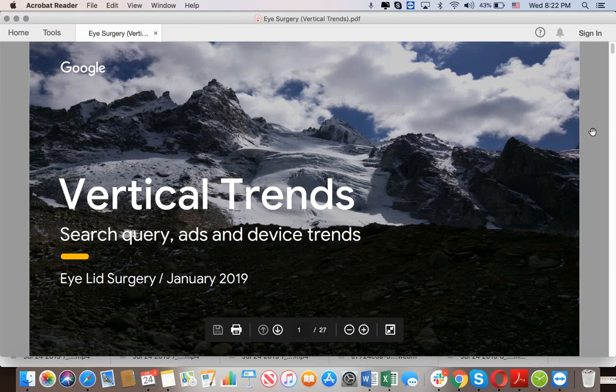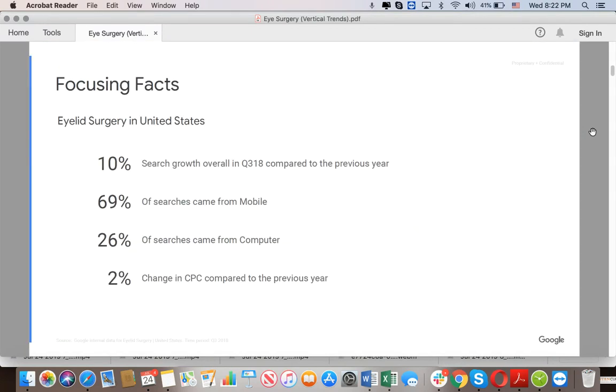Today I will speak about eyelid surgery, or LASIK surgery, and vertical trends in Google search, Google Ads, and device trends. So if you are advertising your LASIK surgery or LASIK office, this information will be really good for you to know. So let's start.